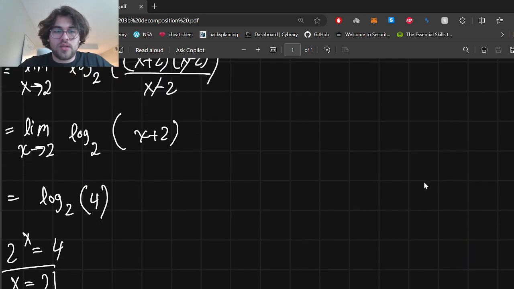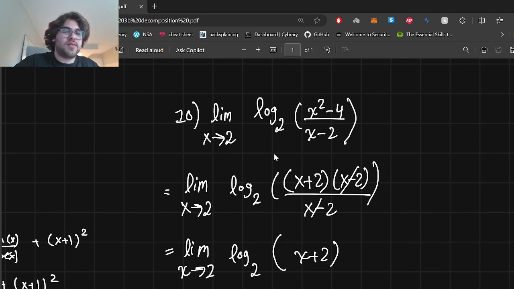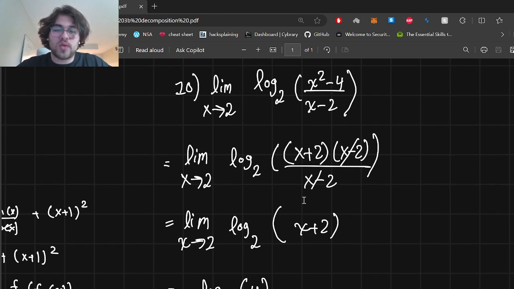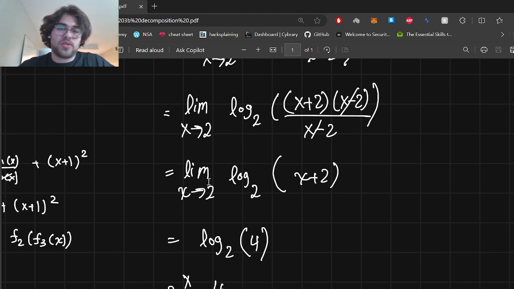And the final question is here. It's the limit as x approaches 2 of the logarithm base 2 of x squared minus 4 over x minus 2. If we try to plug the 2 into the function here, it will give us 0 over 0, which is undefined. So we need to find a way around it to make the denominator not equal to 0. What I did was factor x squared minus 4 into x minus 2 and x plus 2, cross out the x minus 2, and what I have left is the limit as x approaches 2 of logarithm base 2 of x plus 2.